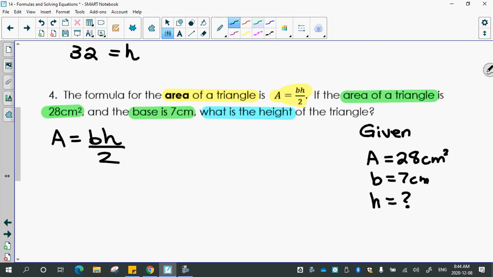Zach, where does A go? What do I put in for A? You're supposed to be copying this down and paying attention.